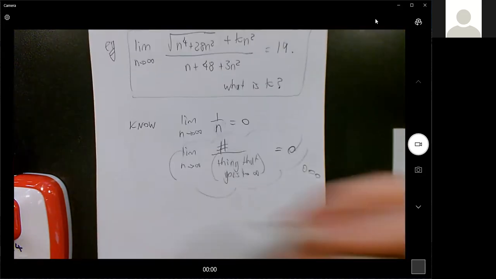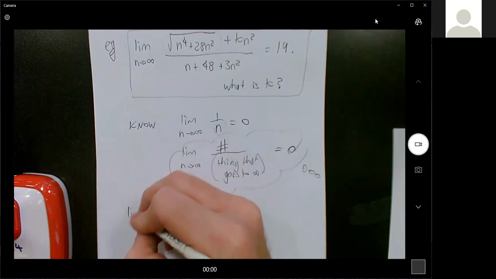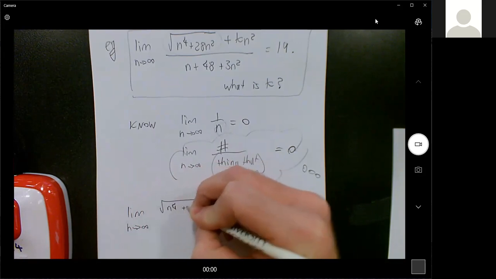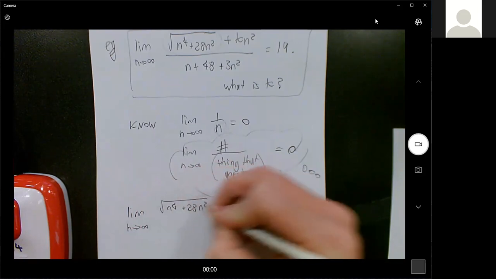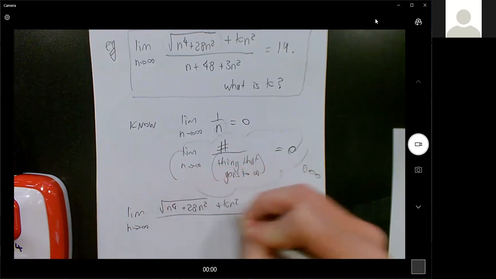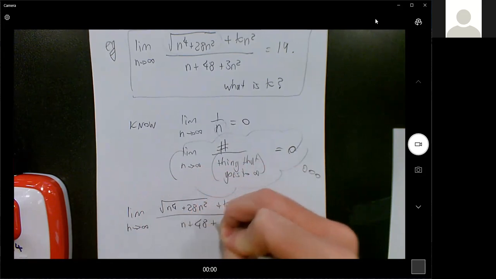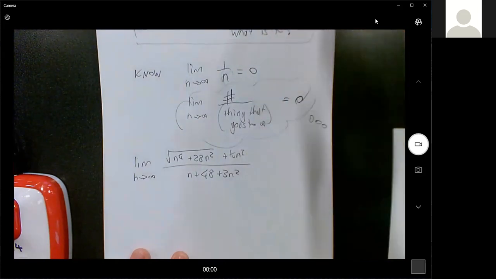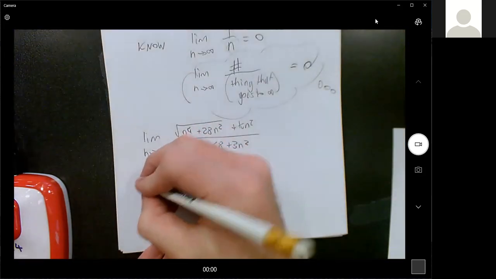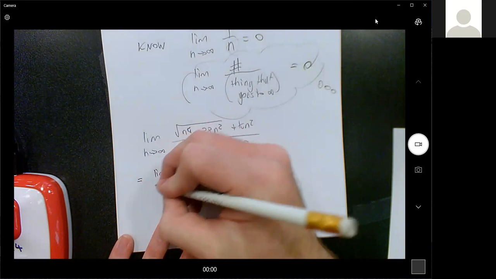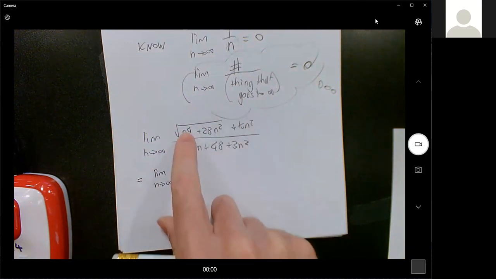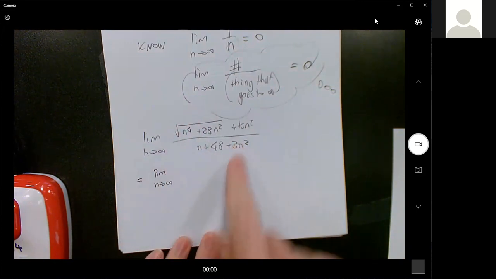So I would go, all right. I'm just going to deal with it equals 19 later. And so I'm going to divide the top and bottom of that fraction by n squared, because the top is approximately n squared because it's square root of n to the 4th, and the bottom's approximately n squared as well.